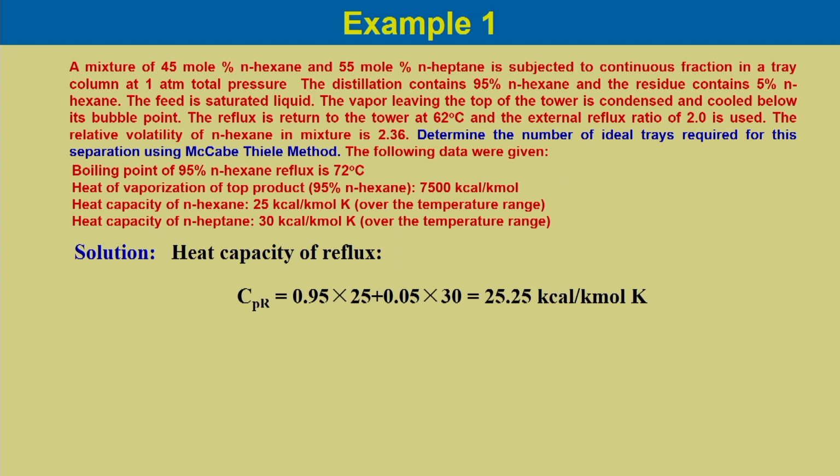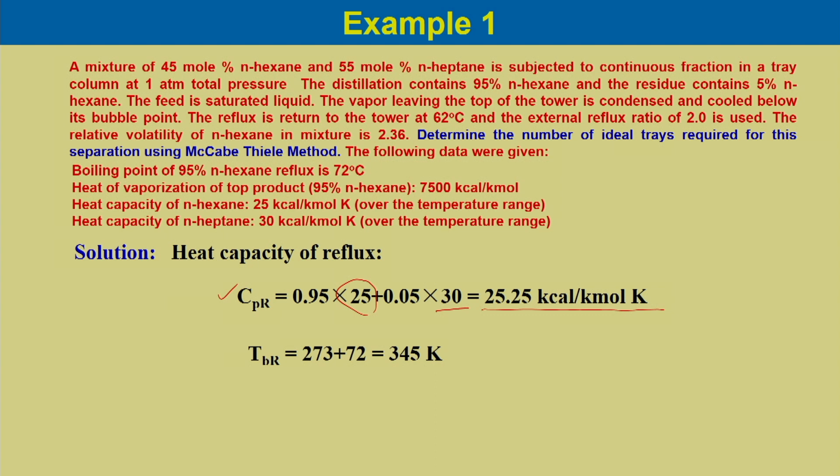So, heat capacity of the reflux, we can calculate CPR would be equal to 0.95, that is 95%, into heat capacity of N-hexane, which is given, and 0.05 would be the N-heptane, that is 0.05 into 30. So, we can get CPR would be 25.25 kilocalorie per kilomole Kelvin. So, CPR we can calculate this way.